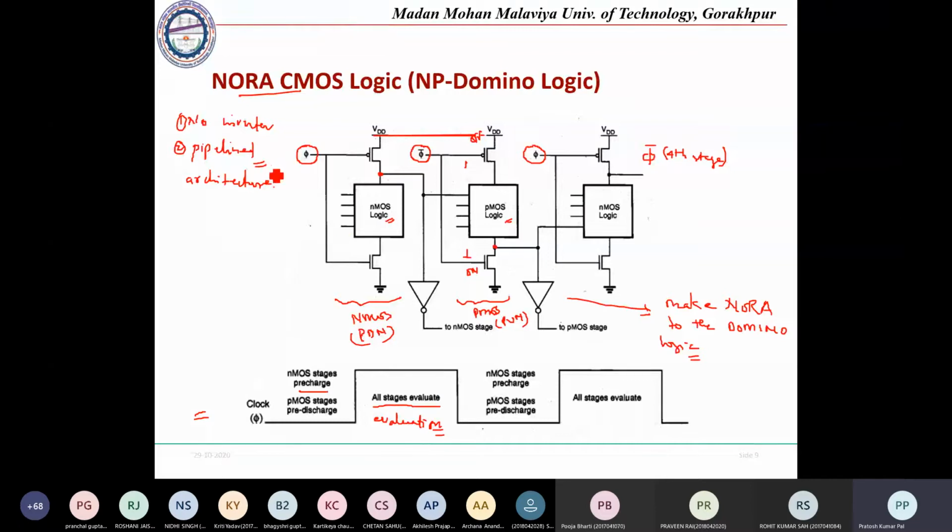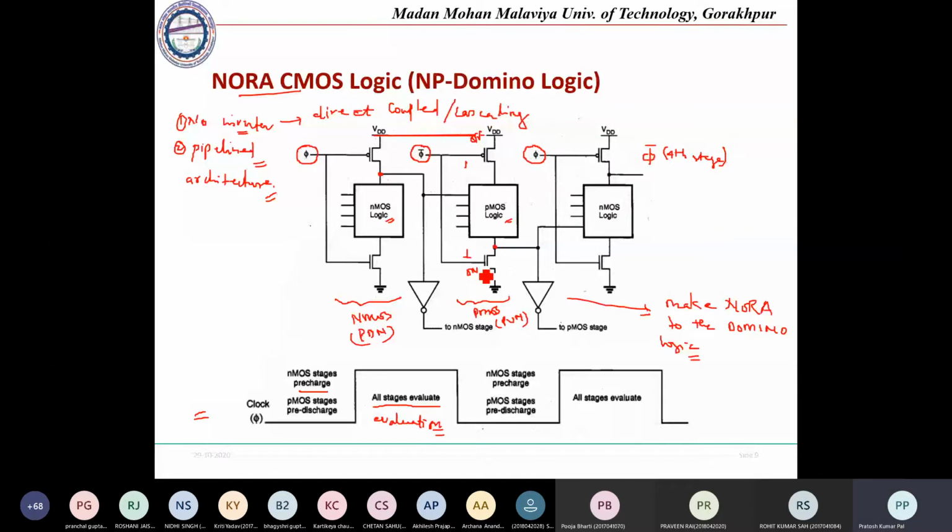So this NORA logic will give you the pipelined architecture. As there is no inverter in this NORA logic, the connection between the first stage and the second stage is considered to be direct coupling. So it is called a direct coupled structure, or direct cascading.